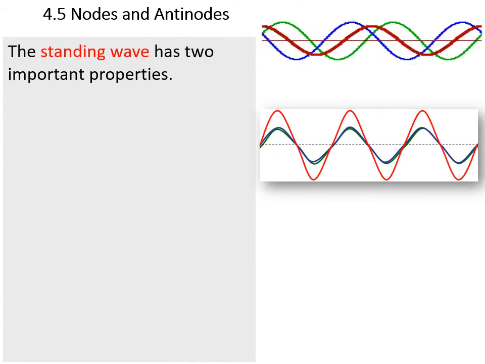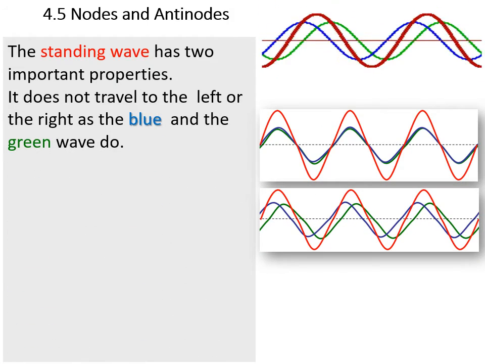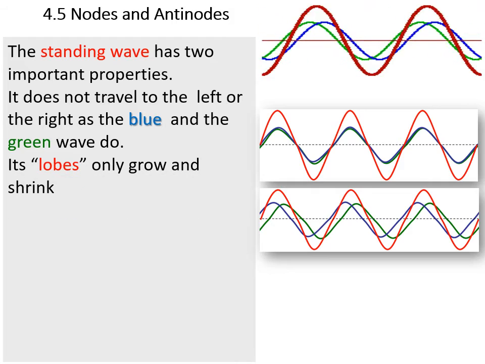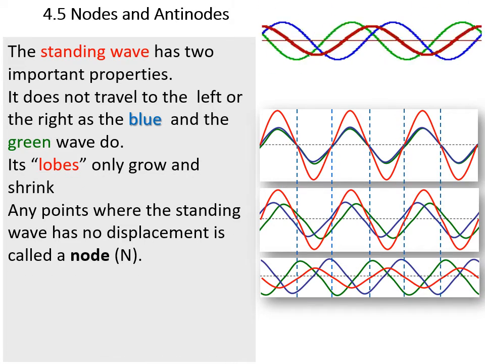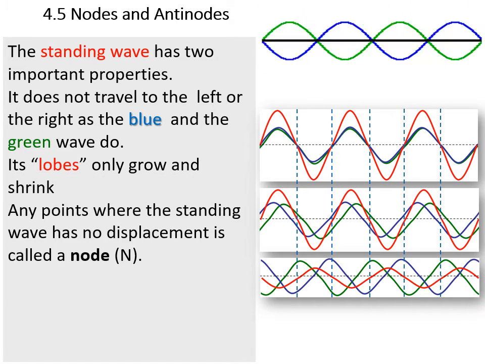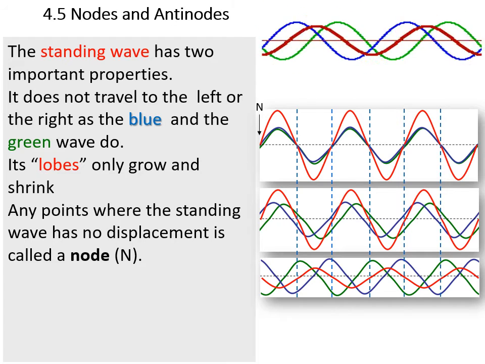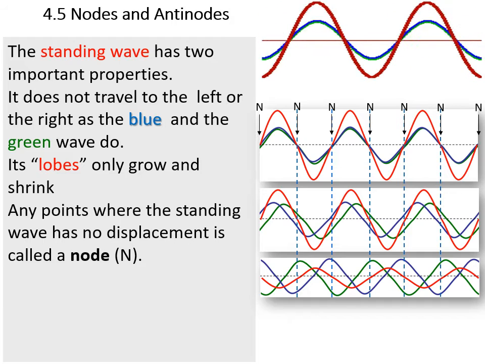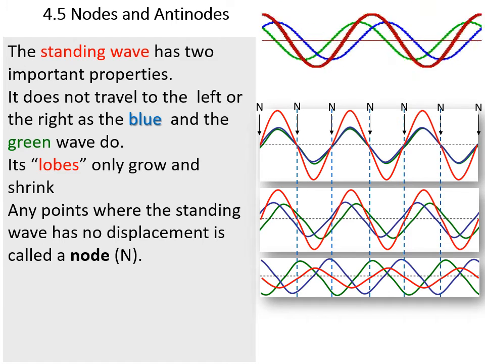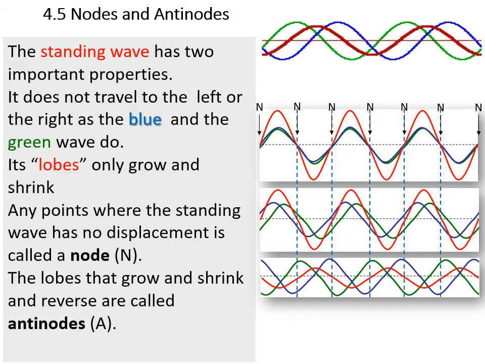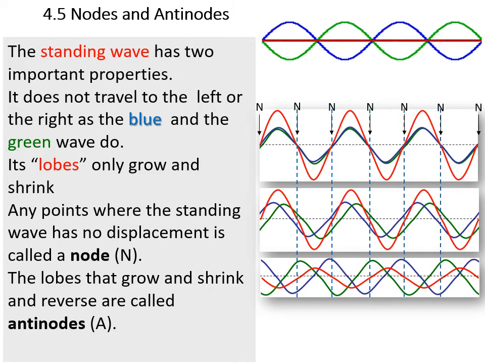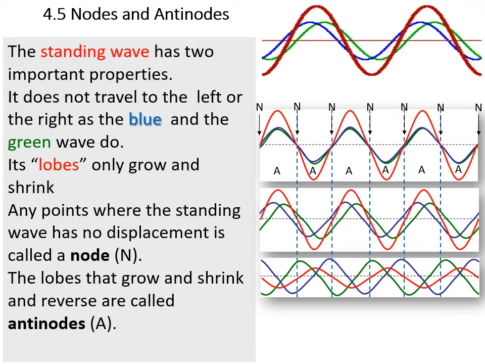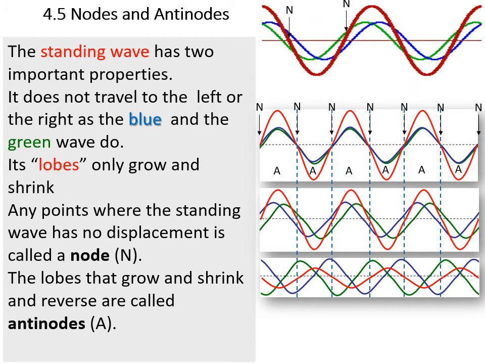The standing wave has two important properties. First, it does not travel left or right as the blue and the green wave do. As we've seen before, its lobes only grow and shrink. Any point where the standing wave has no displacement is called a node. There's a node right there. Any place where the standing wave is crossing the x-axis that has zero amplitude, that's a node. The lobes that grow and shrink are antinodes. So antinodes are places with maximum displacement or maximum amplitude.